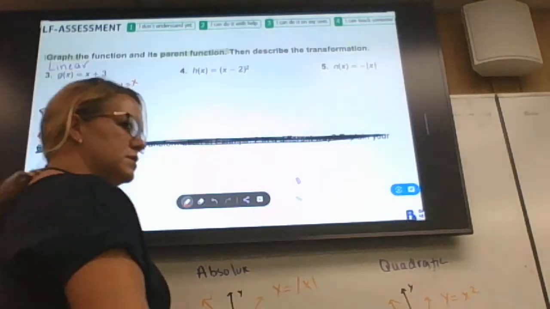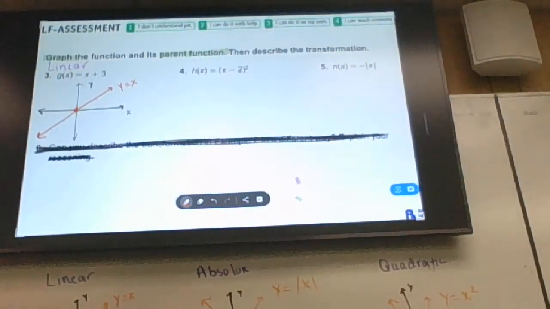So this is the start. Graph the parent function. The more you graph those, the better you get at them. Eventually they'll be like incremental.